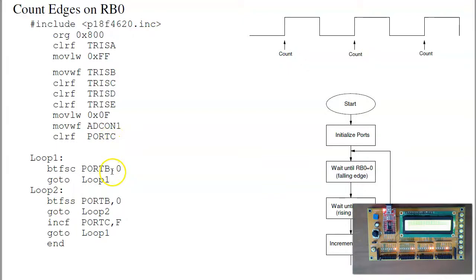I'll now go to port B. As long as it's a 1, I'll keep on checking. So if it's a 1, don't skip, 1, don't skip, 1, don't skip. As soon as I go low, then I skip out. While it's low, I'll keep on checking, checking, checking. As soon as it's a 1, I'll skip out and increment. Increment port C, put the result in port C. Then repeat. That's my counter.